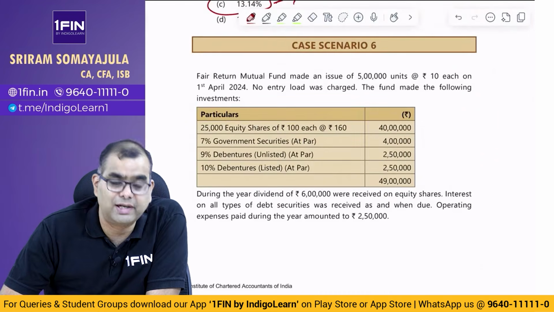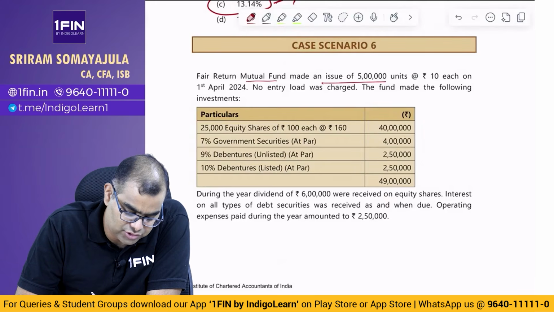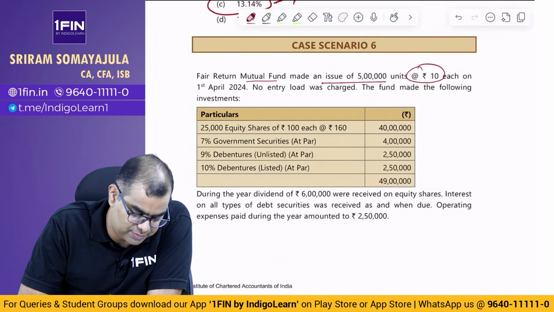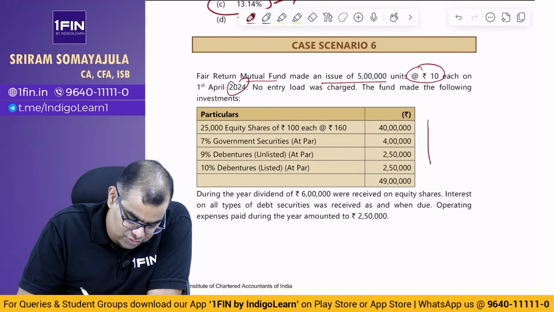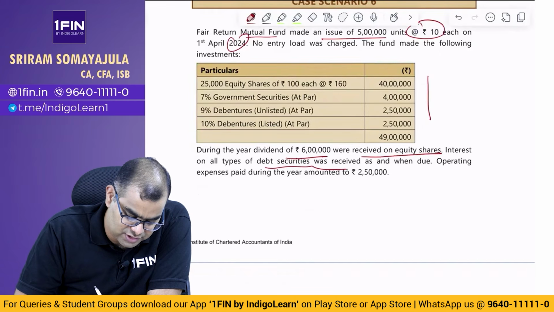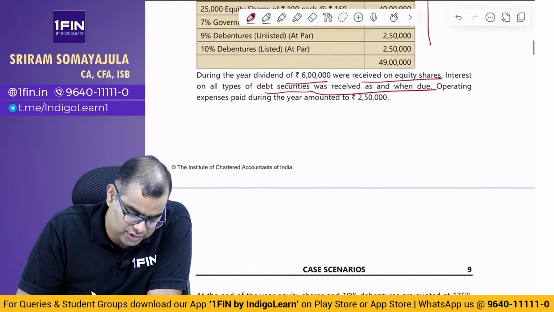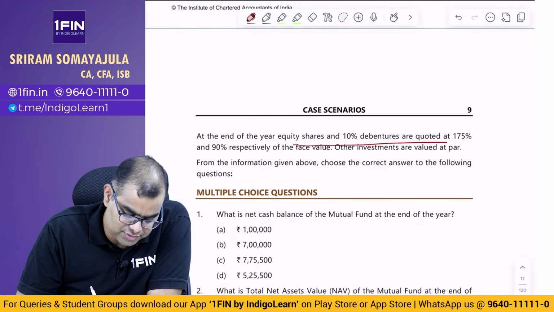Next. Okay, let's move to the next question. Fair Return Mutual Fund made an issue of 500,000 units at rupees 10 each on 1st April 24. No entry load was charged. The fund made the following investments, of 49 lakhs. During the year, dividend of 6 lakhs was received on equity shares. Interest on all types of debt was received as and when due. Operating expenses paid during the year amounted to 2,50,000. At the end of the year, equity shares and 10% debentures are quoted at 175% and 90% of the face value. Other investments are valued at par.